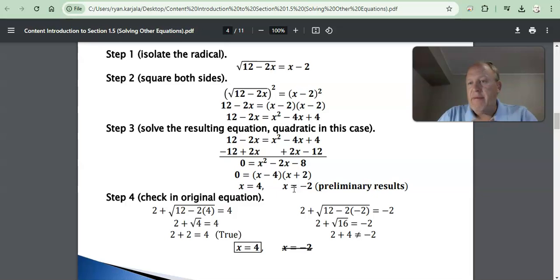Now the big thing you've got to remember with these radical equations is you have to check your answer. You take your 4 and your negative 2 and plug them back into the original equation and see if both answers work. Notice how x equals 4 works, but when I plug in negative 2, it doesn't work. 6 does not equal negative 2, so that one doesn't work. You have to cross it out. So the only answer is x equals 4.